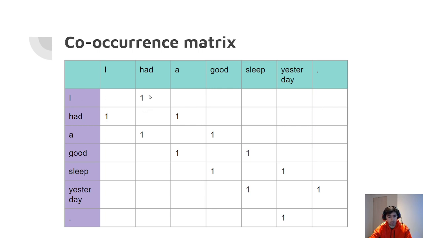And I go counting. So "I" co-occurs with "had," so I put 1. "Had" co-occurs with "I" one time, and it also co-occurs with "a" one time. So on and so forth. I will end up with this kind of matrix where it has ones on the diagonals like this, and everywhere else it is empty, meaning it will have 0 values. And if I were to represent the particular word "good" as a vector, it would be 0, 0, 1, 0, 1, 0, 0. So that would be the representation of my words.